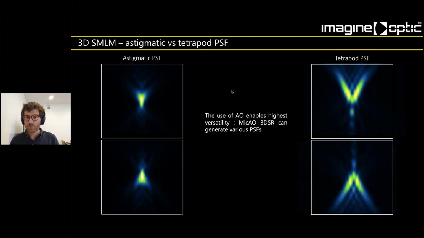And when it's not, you can do PSF shaping that will enable you to image at the same time fluorophores over a bigger Z range, for instance, up to 3 or 4 micron with a tetrapod PSF. Tetrapod PSF got very famous with the Moerner lab at Stanford because they use it a lot for single molecule localization microscopy. And it's something that can be created with the MicAO. And as you can see here, we have the XZ and the YZ cut of those PSF. And we see that the tetrapod PSF extends much further above and below the focal plane.